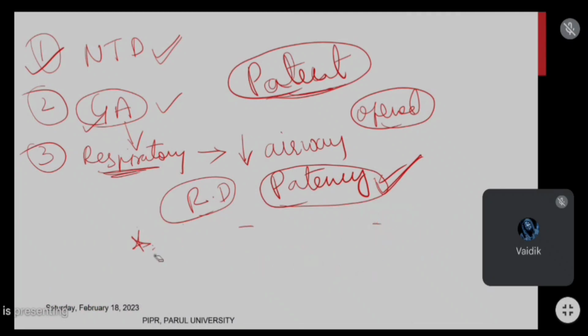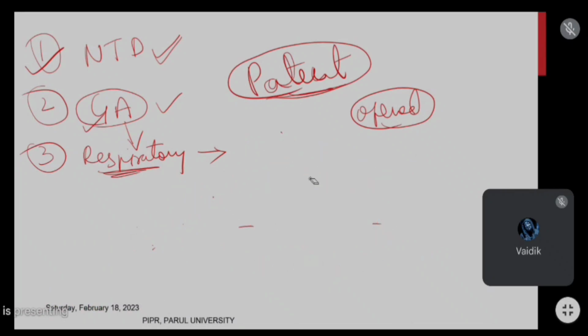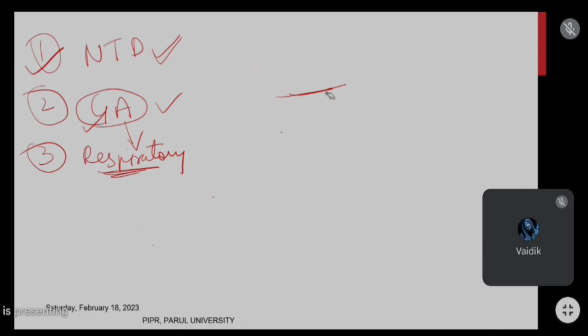Anyways, the third general principle is that general anesthetics decrease the airway patency. So being a clinical pharmacist, we have to make sure that general anesthetics are not causing respiratory depression. Respiratory depression should not be seen in general anesthetic patients. This is the third principle. The fourth principle is very important.